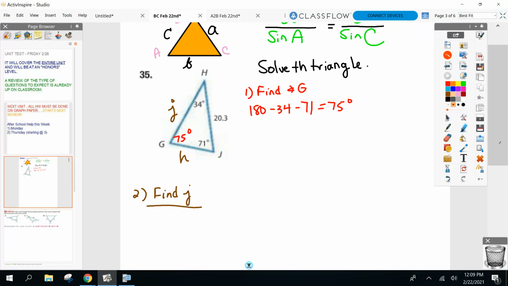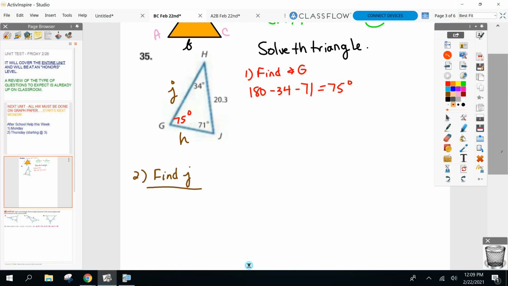Using law of sines, here's what we can do. Side J over, what's the angle across? 71, but I don't put 71 in the denominator. I put the sine of 71. That's a different number than 71. So J over the sine of 71 is equal to, I need another side and another angle.